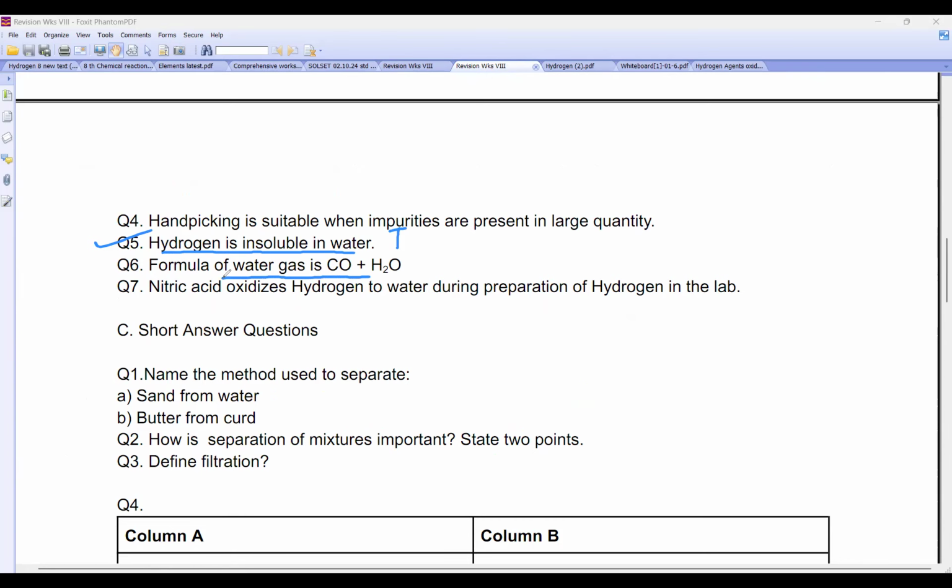The formula of water gas is CO. False. What is the formula? CO plus H2. Nitric oxide oxidizes hydrogen to water. True.